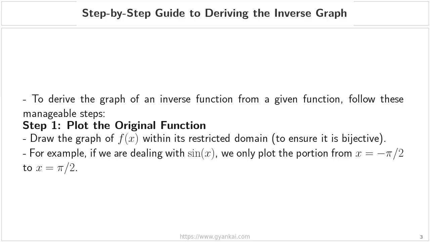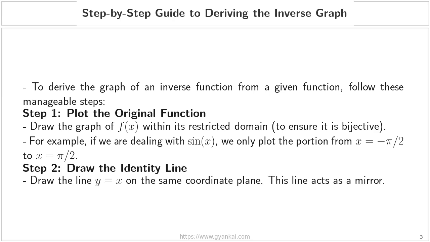As we discussed in the previous slides, the function must be bijective, meaning both one-to-one and onto, to have an inverse. For example, if we are dealing with the sine function, we do not plot the entire wave. Instead, we only plot the specific portion from negative pi over 2 to pi over 2. Once the original curve is set, we move to step 2, drawing the identity line.